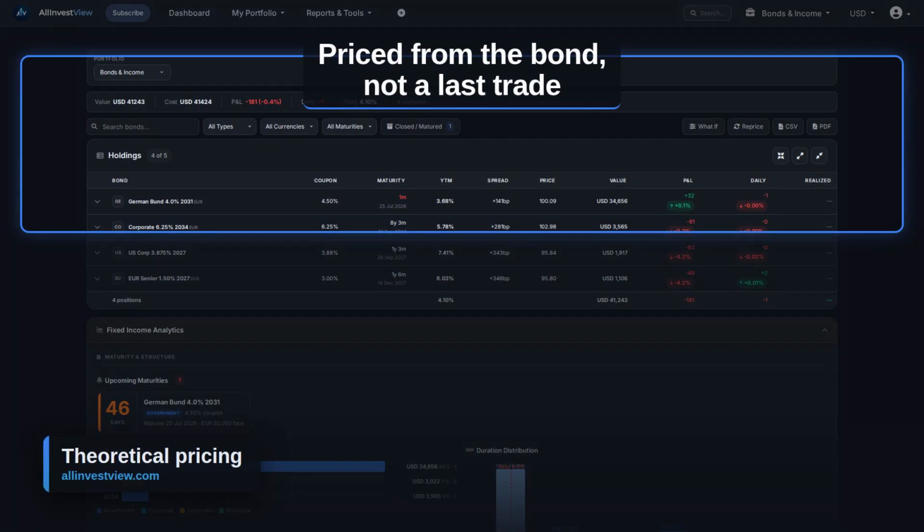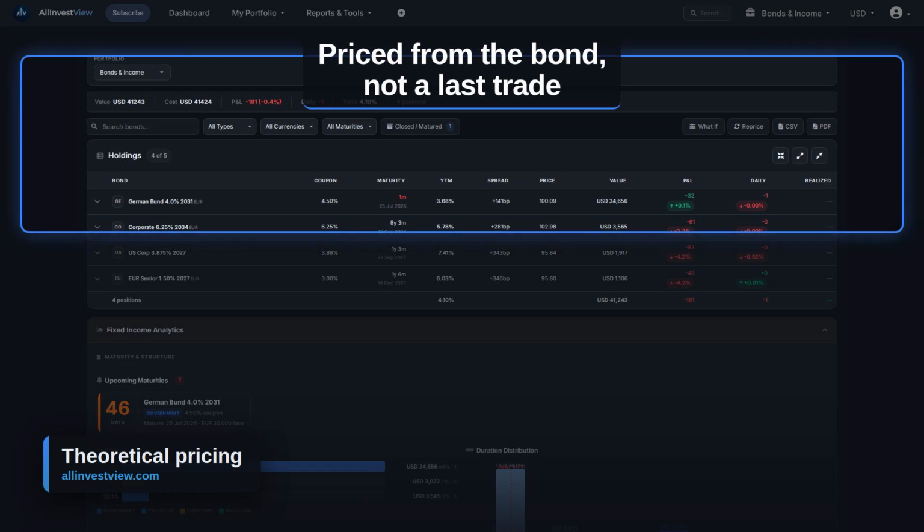Most bond trackers go blank when a bond stops trading, and corporate and muni bonds can go weeks without a trade. AllInvestView never needs a live quote. Each bond is priced from its own terms, its coupon, maturity, and payment schedule, discounted on the government yield curve for its currency. So even an illiquid bond gets a fair, defensible value every day, and it moves as rates move.